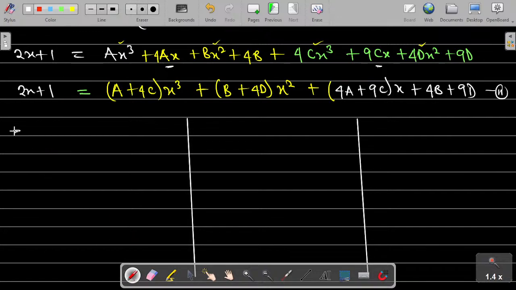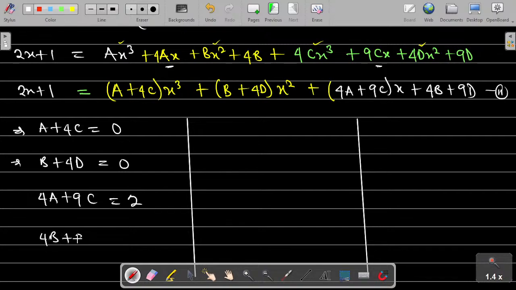So first you will see that a plus 4c is equal to 0, because there is no x cubed on the left, so its coefficient is 0. Now that's first. Second, b plus 4d is equal to 0 as well, and then this one, 4a plus 9c is equal to 2. Okay, and finally 4b plus 9d is equal to 1. That's the constant.